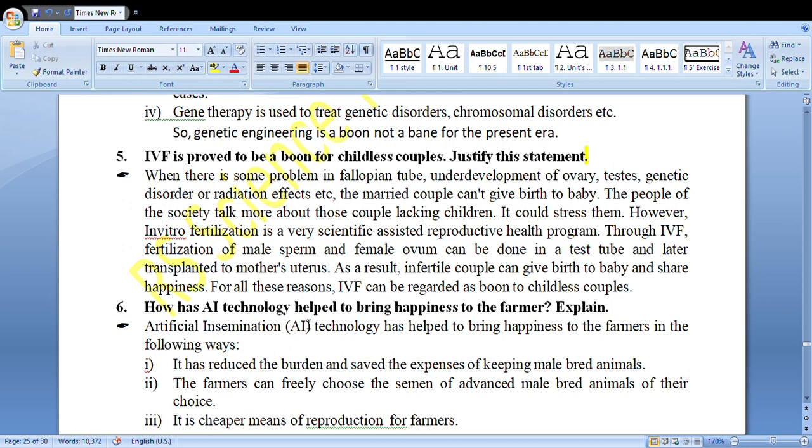How has AI technology helped to bring happiness to the farmer? Explain.